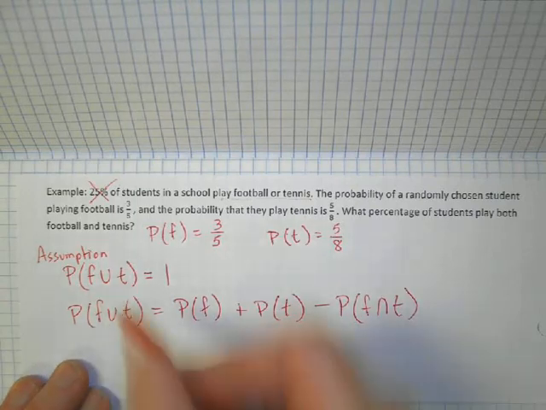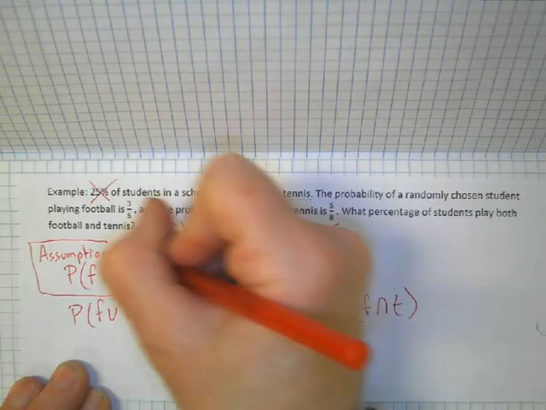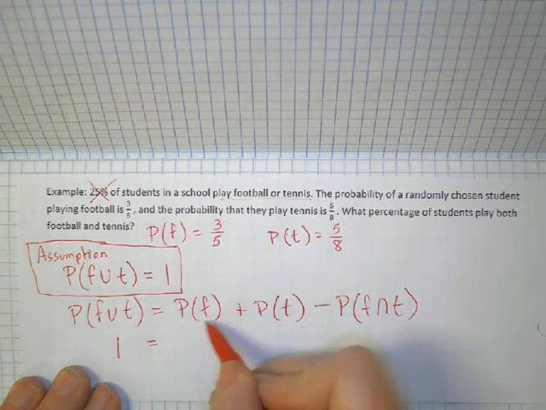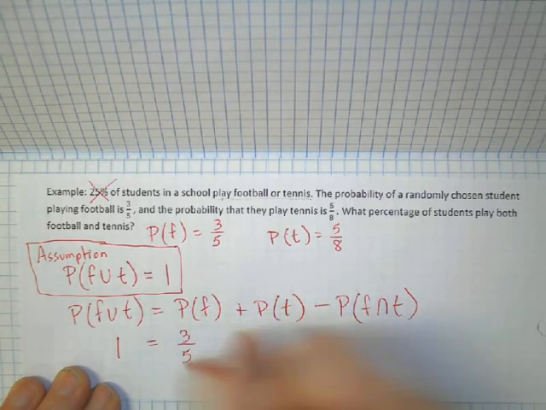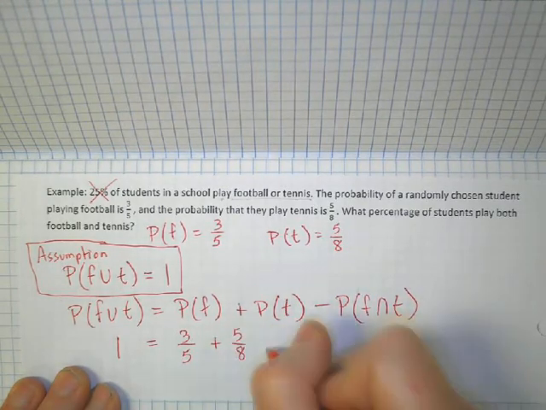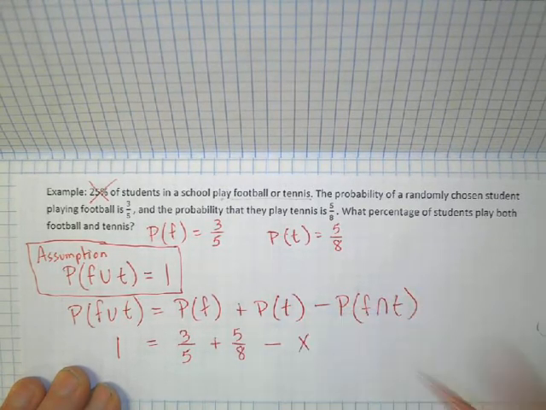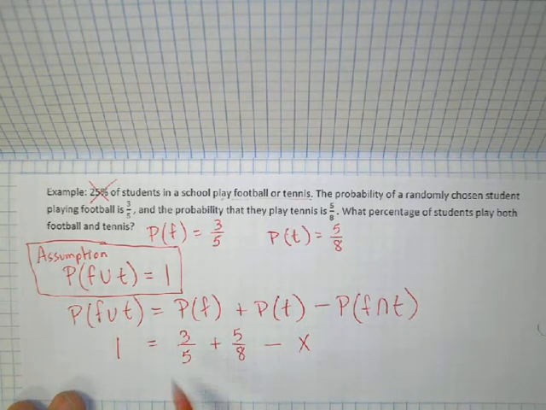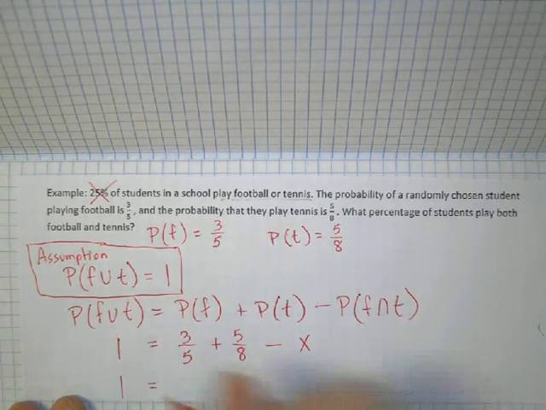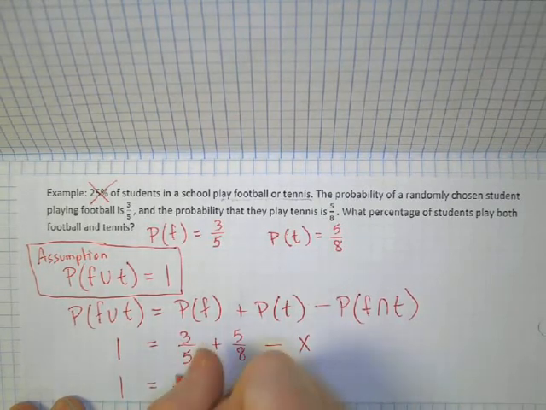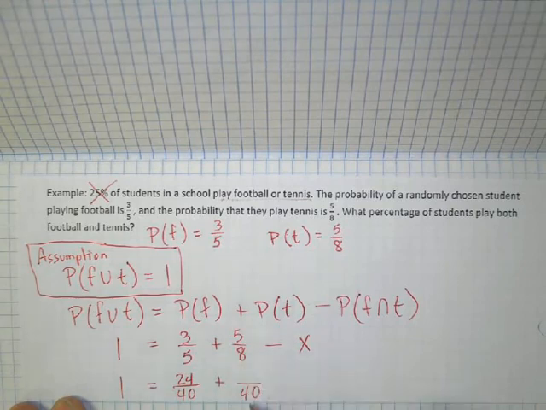We're going to make this assumption that the person already plays either football or tennis, so that's 1. The probability of football is 3/5. The probability of tennis is 5/8. And we're trying to find this, so I'm going to call that X. We're solving for X. The probability of football and tennis is going to be X. All right, so let's go ahead and get a common denominator here. 5 and 8, I can make them both equal to 40. So 5 times 8 is 40, so that would be 24 over 40. 8 times 5 is 40, so 5 times 5 is 25.